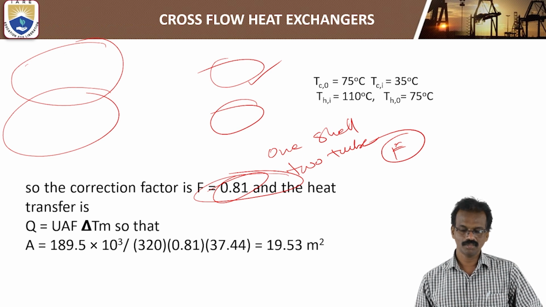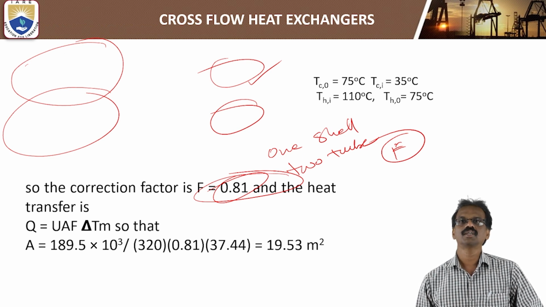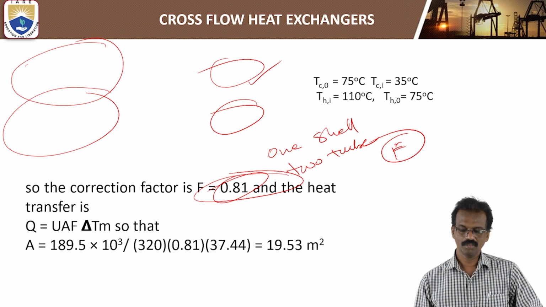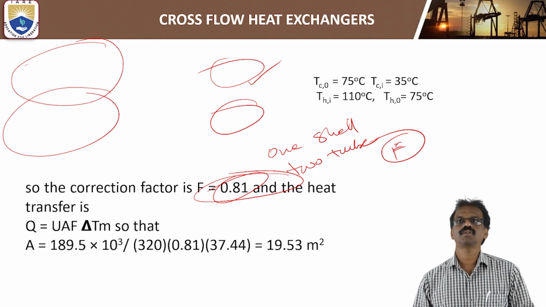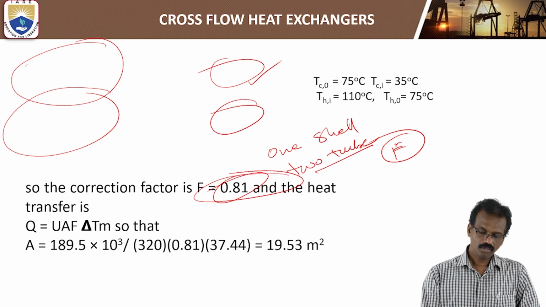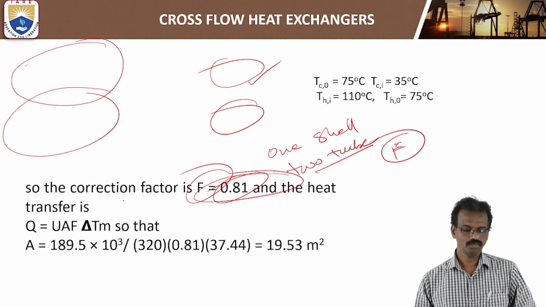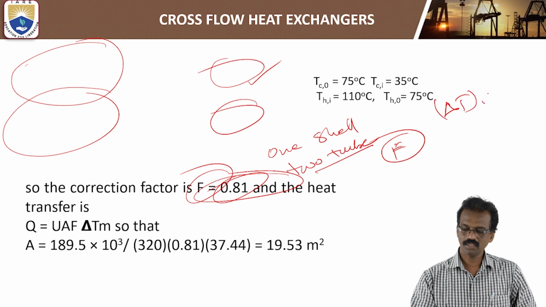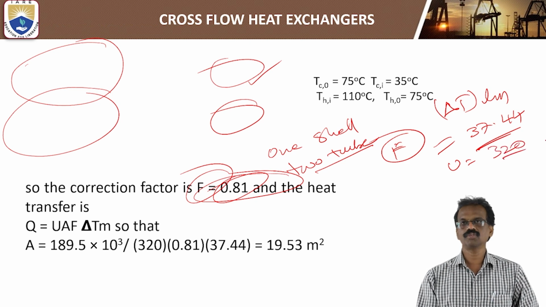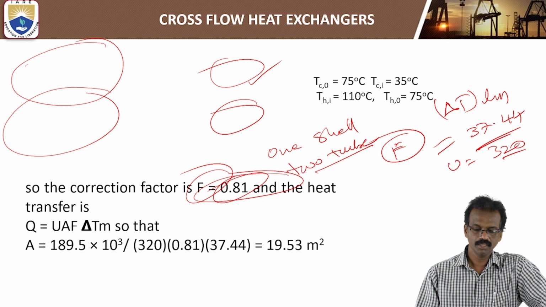In some data books, small t1 and capital T1 are represented by hot fluid inlet and cold fluid inlet. Just don't confuse that one. Okay, so if you know the F value, then you can find out the delta TLM value. Delta TLM we already solved in the previous numerical, that value is equal to 37.441. And U is also given, 320. Then you can substitute all the values and find out the area.